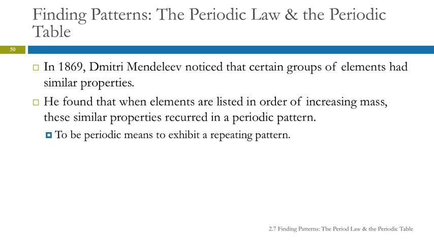So Mendeleev found that when he listed the elements in order of increasing mass, there were properties that repeated in a periodic pattern. So periodic means to exhibit a repeating pattern. So a periodical at the library is a magazine or a journal that comes every month or every week in a repeating pattern. So the periodic table refers to this repeating pattern.